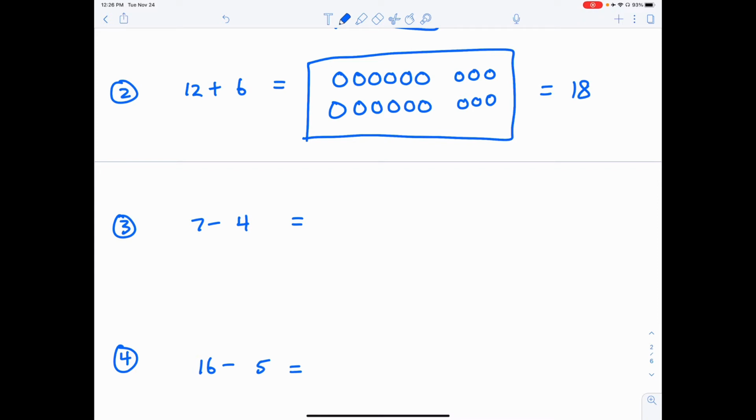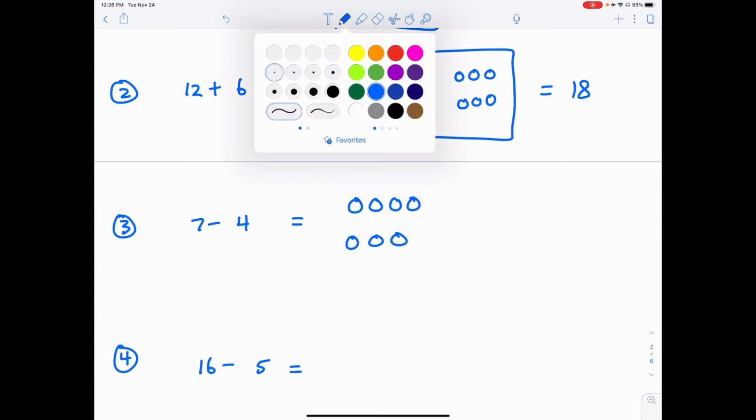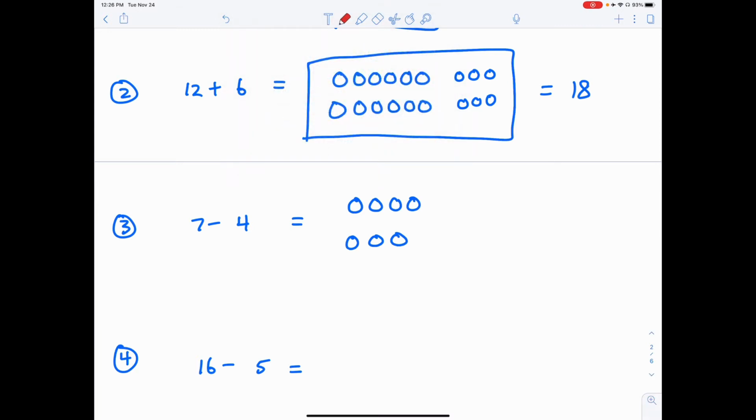7 minus 4, we'll first draw 7 circles. 1, 2, 3, 4, 5, 6, 7. Now, minus 4 means that we need to take away or remove 4. So you can either cross them out or erase them depending on what your child likes. You can show both. For this one, we're just going to X them out.